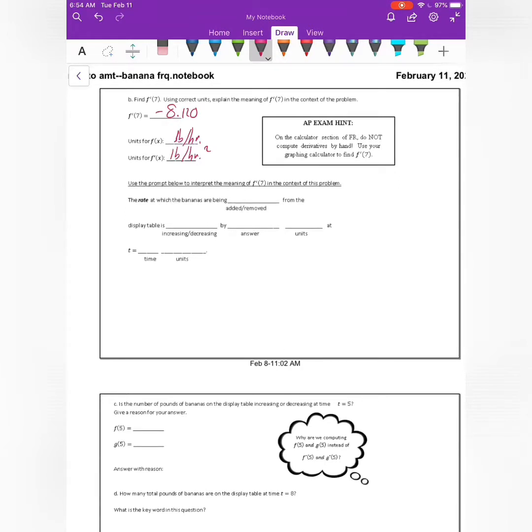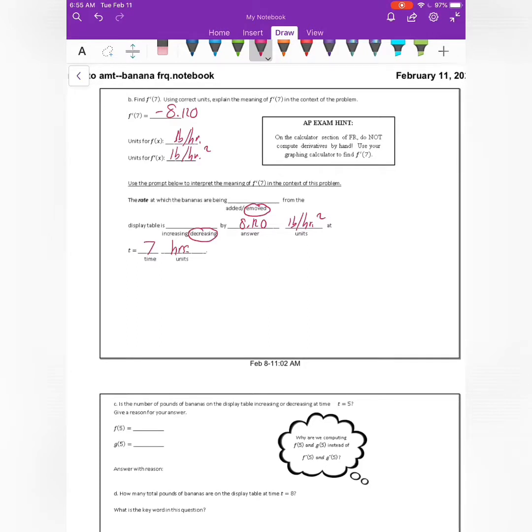You're taking the derivative of the rate at which bananas are being removed, because we're talking about f. That rate is now either increasing or decreasing. We took the derivative and we got negative 8.120, so that would be decreasing because our derivative was negative. This time you don't write the negative, because the decreasing takes care of the fact that it is negative. And then we've got pounds per hour squared, at time equals 7, and we're in hours.